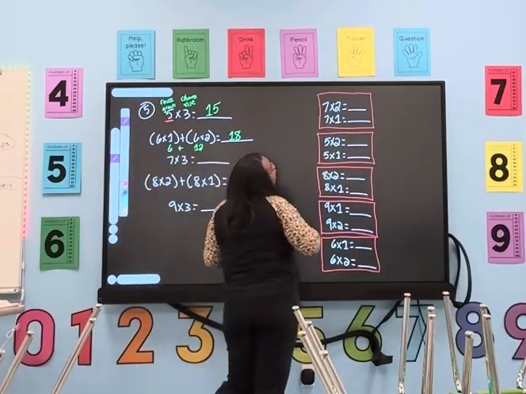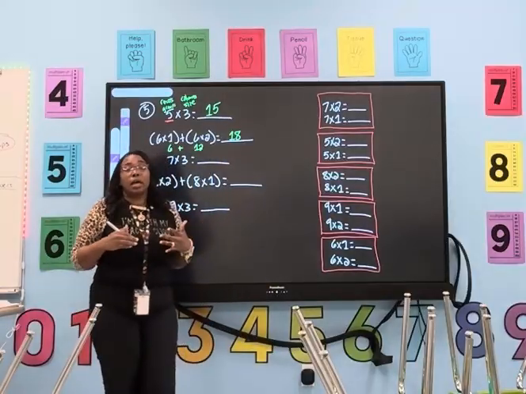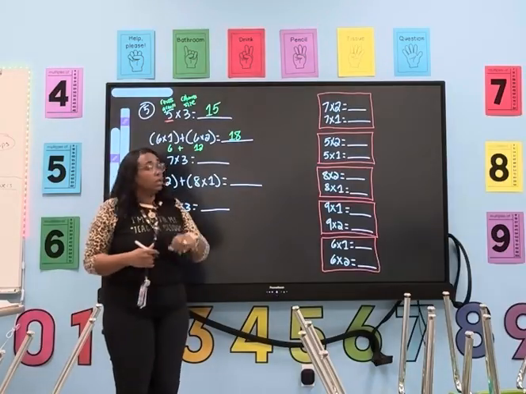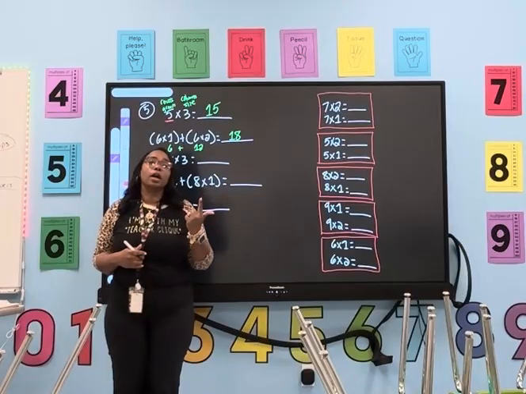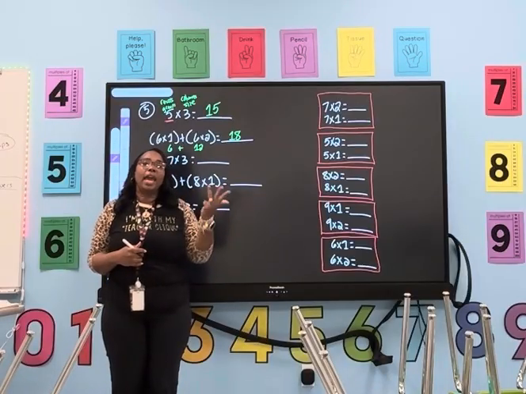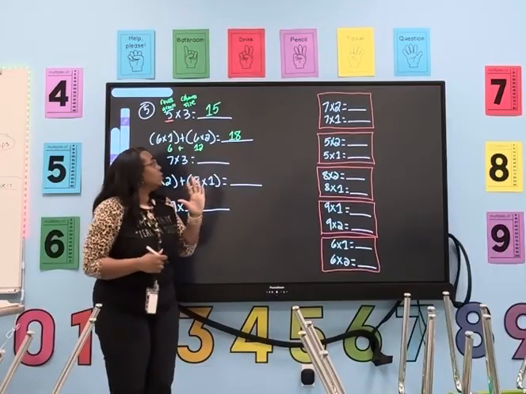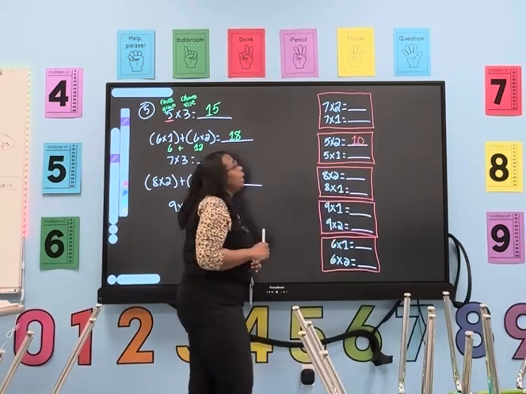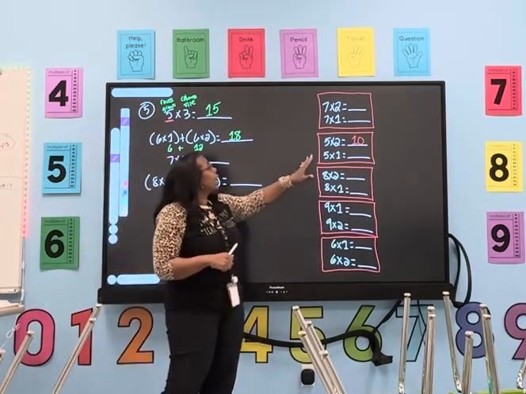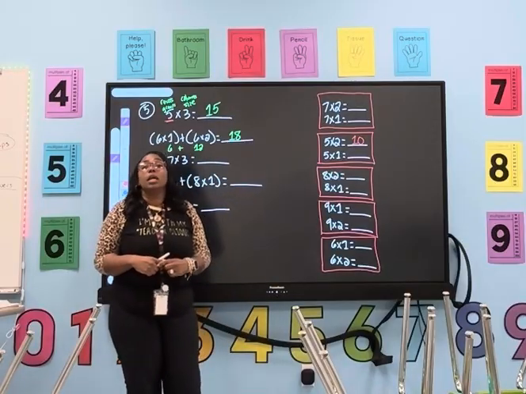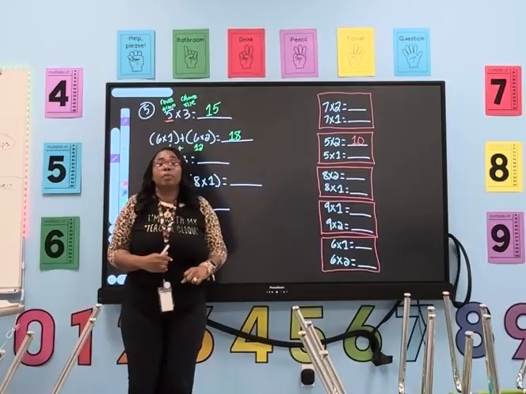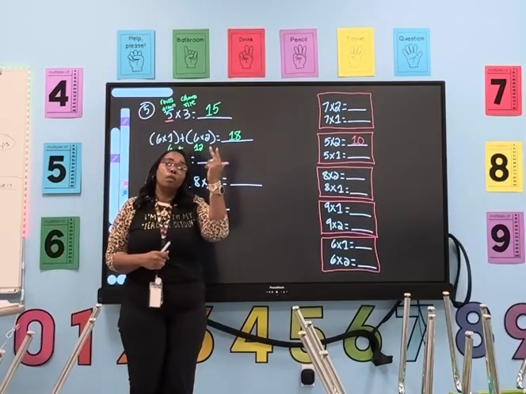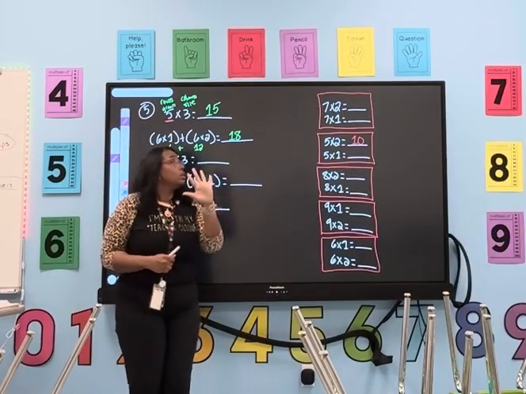So I have 5 times 2. So I'm going to count by 2s until I get to my 5th finger. So this is going to be 2, 4, 6, 8, 10. So 10. Then I'm going to put 10 on the line. Okay? So let's do 5 times 1. I'm going to count by 1 until I get to my 5th finger. That'll be 1, 2, 3, 4, 5. So 5.